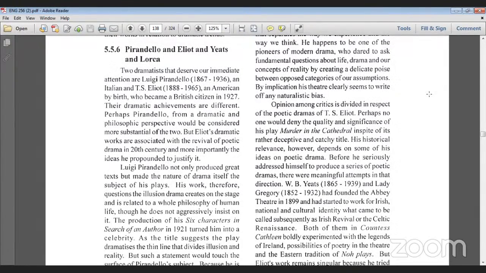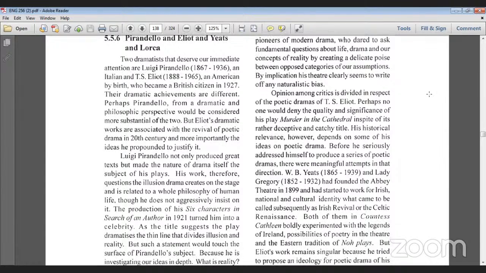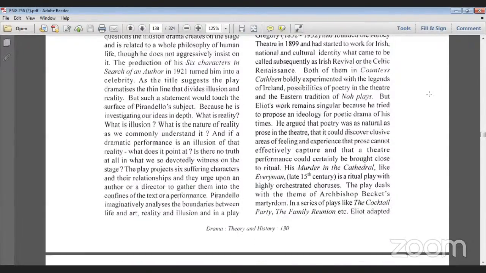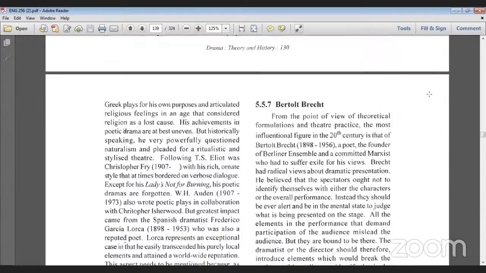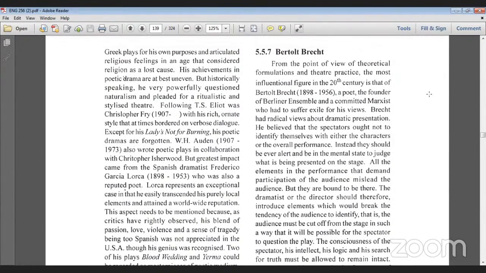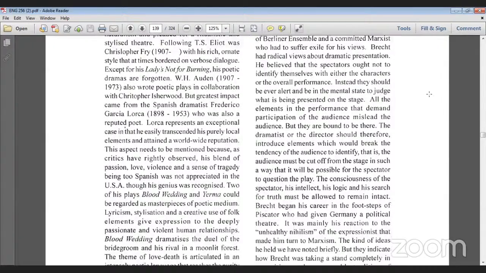Then Eliot's and Yeats and Lorca. V. Randall Lowe, two dramatists that deserve our immediate attention, and Luigi. Okay. Here also, this question is mostly asked, the V. Randall Lowe and Eliot's and Yeats and Lorca. This question is mostly asked for your exam. So do prepare for this. Just go through the page number 130. Then after that, there is a description of other poets.